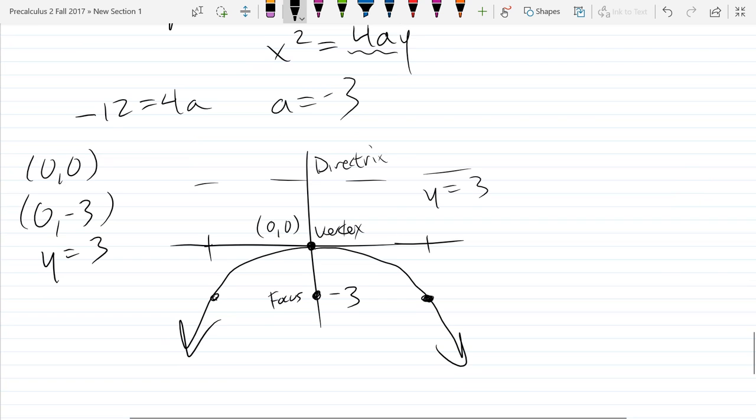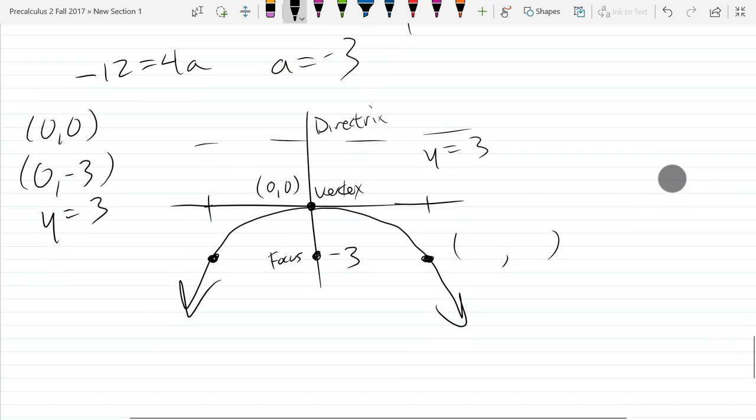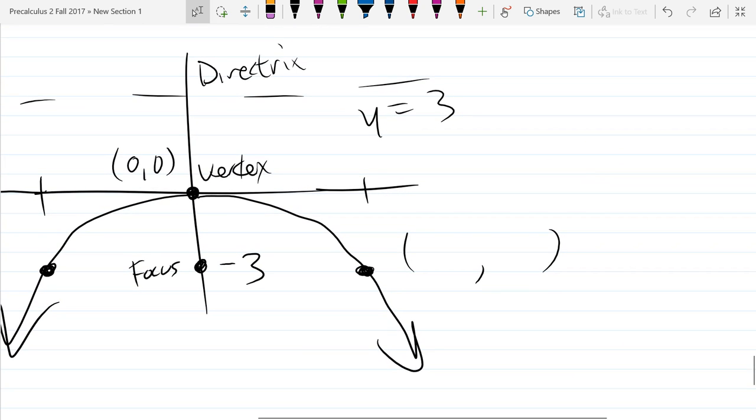Let's label the other two points that are relatively easy to find. What are the coordinates of this point on the lower right side? What's the y coordinate? It's lined up with the focus. -3. So take about 10 seconds and figure out the x coordinate. If you measure carefully, you should be able to get the x coordinate. Remember, it comes from the fact that this orange distance is the same as that orange distance. So it's equidistant from directrix to the focus.